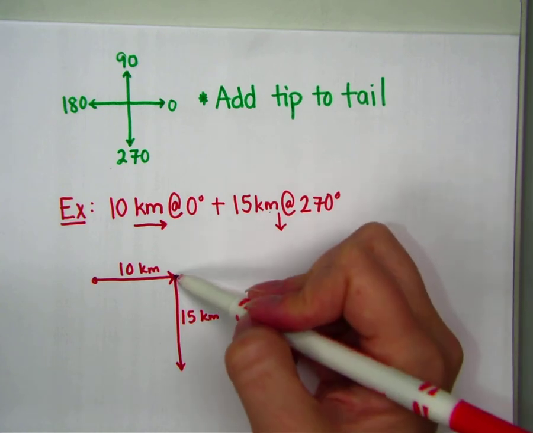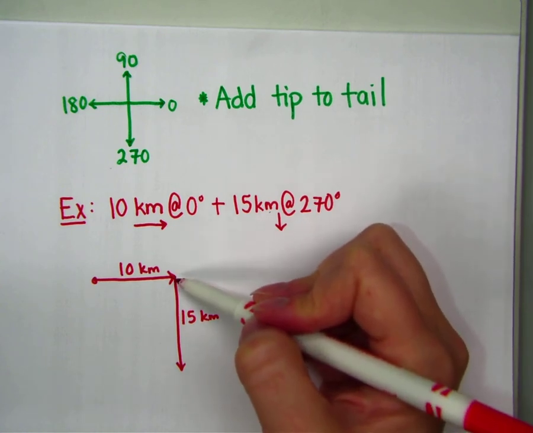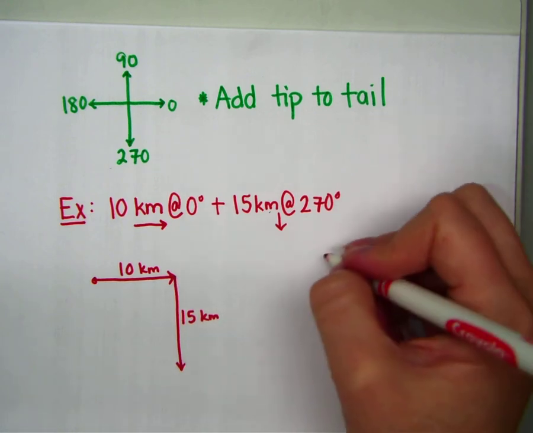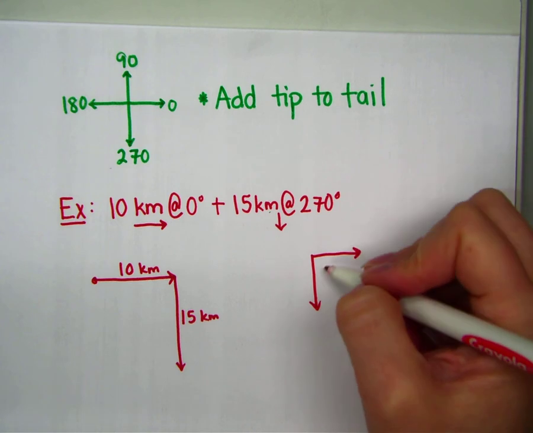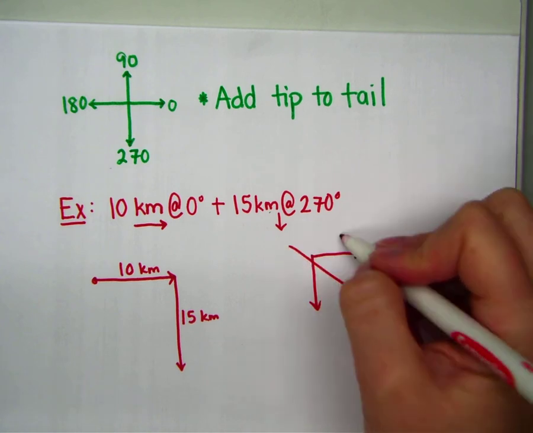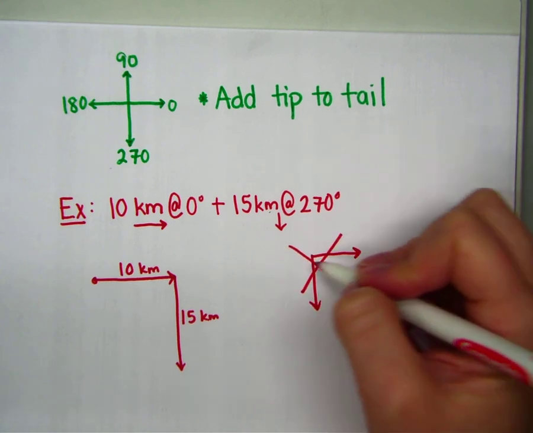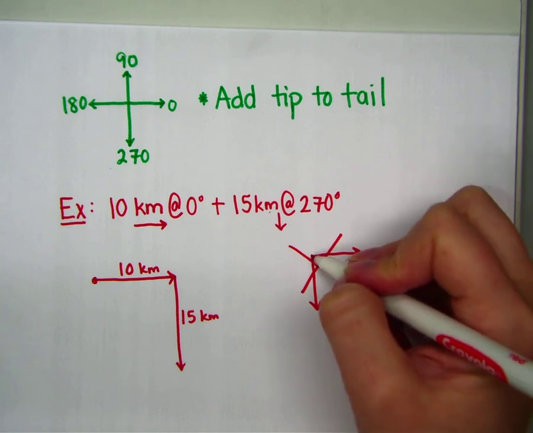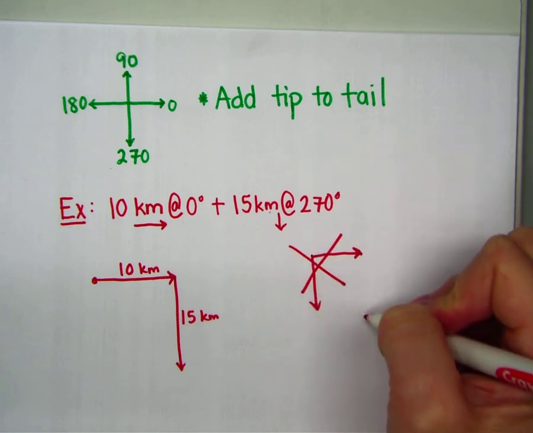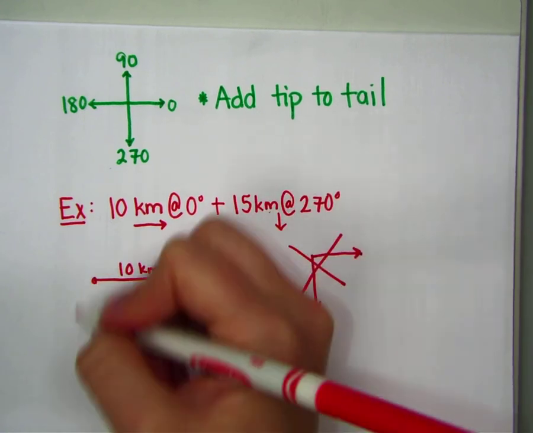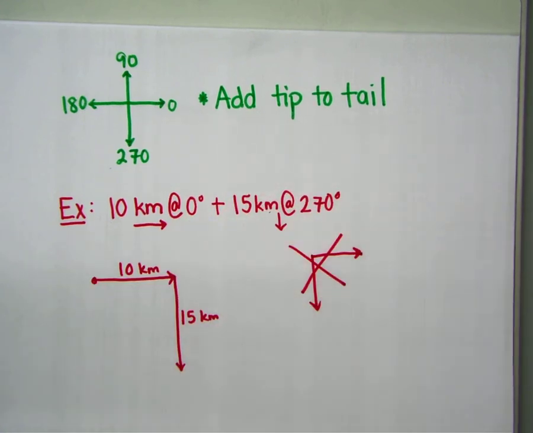Notice how I just kept going down from where I left off. Please do not go like this. This is not allowed. That's what I like to call teleporting, okay? You start, walk, and then continue walking from there, okay? This is the correct way to draw vector addition.